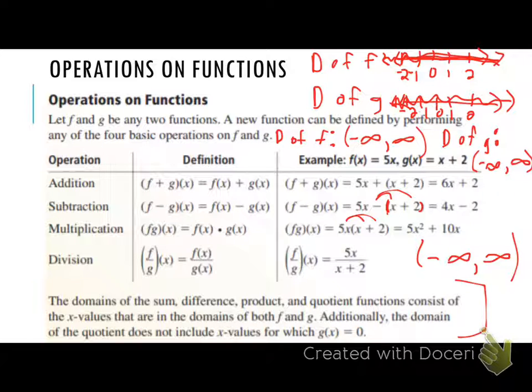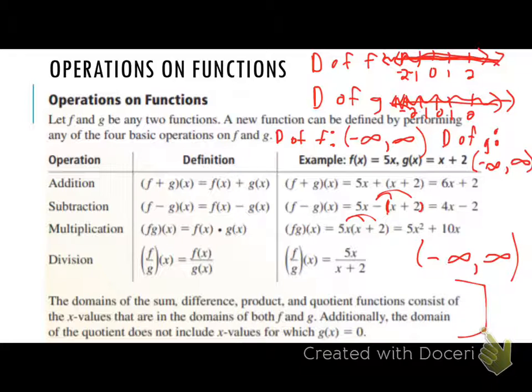We do need to be careful whenever we have a quotient. Read down here the last sentence. The domain of the quotient does not include x values for which g of x equals 0. So for my g of x in the denominator, when I'm dividing, which value of x would make this denominator 0? What plus 2 would equal 0? Negative 2.